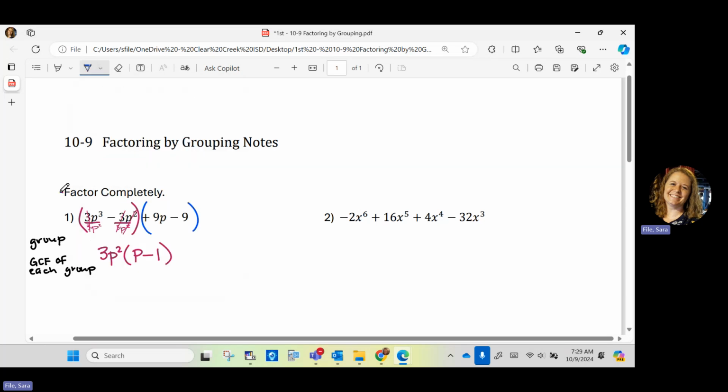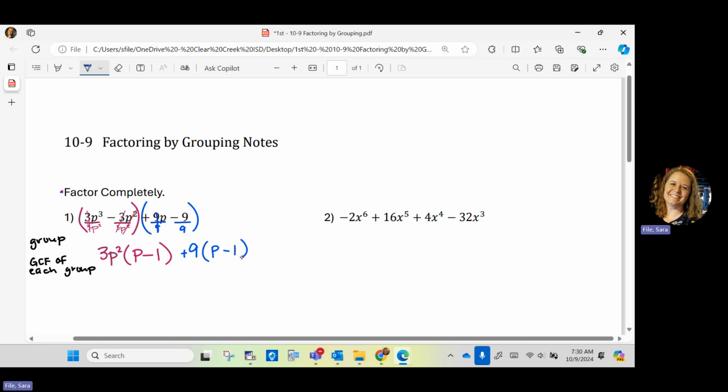Now in the second group, what can be divided out of both of these? A 9, right? So I take out, and it's a positive 9. So I'm going to put positive 9, and that is going to leave me with p. What does that become over there again? What's 9 divided by 9? It's also 1, and it's a minus, so minus 1.